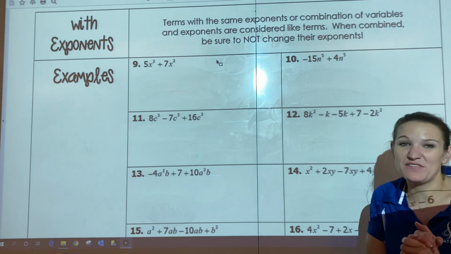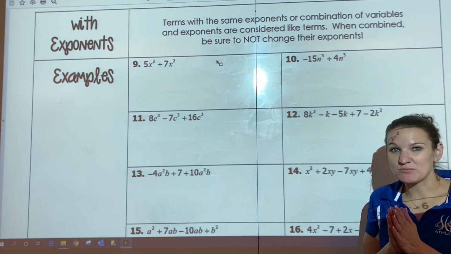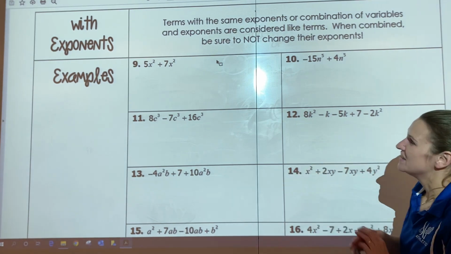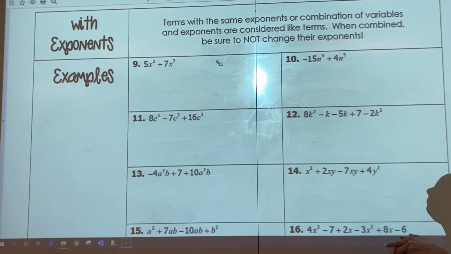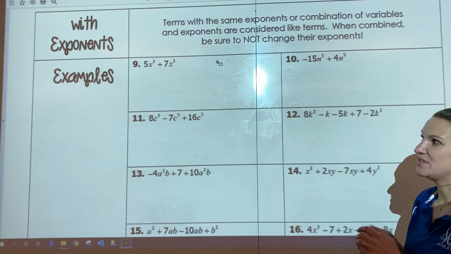We're going to be simplifying our algebraic expressions by combining like terms. And now we're going to look at like terms with exponents. Terms with the same exponents or combination of variables and exponents are considered like terms. When combined, be sure not to change their exponents. And we'll see that in the examples now. So let's look at the first two examples and see what we can do.